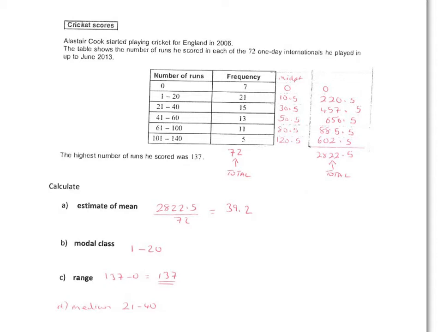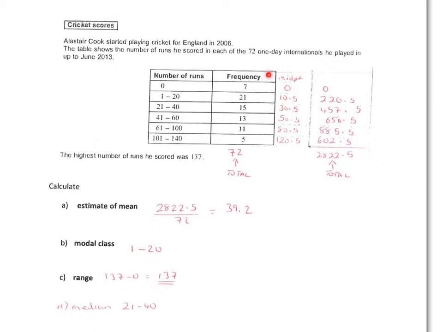These are the answers to the final set of exam questions you need to try before the maths exam on Monday, May the 11th. In the first question to do with cricket scores, you're going to be asked to work out an estimate of the mean. To do this, you'll have some blank columns on your table in the exam.